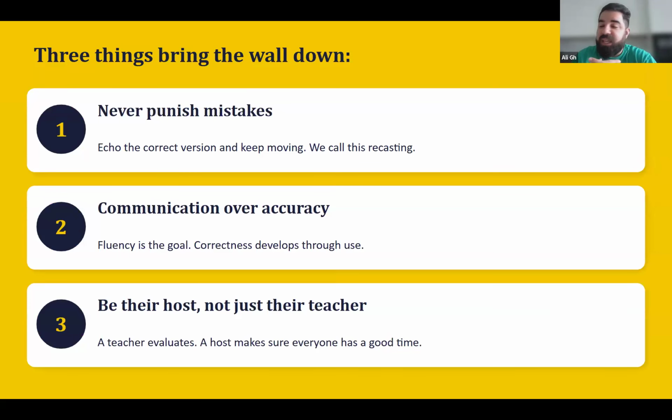I never punish mistakes. In none of my classes do I punish mistakes. Attitude is different, but mistakes I never punish. I usually echo the correct version and keep moving. It's called recasting. Everybody probably knows it. But yes, communication over accuracy.